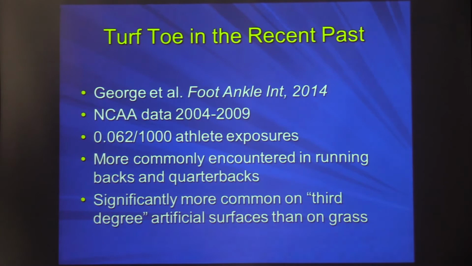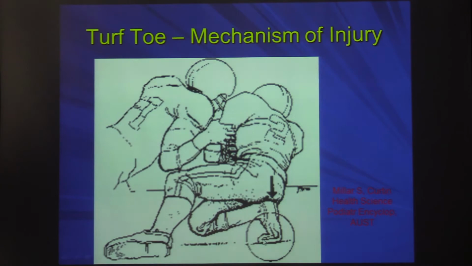Over a 5-year period, it is a very rare injury, 62 per 1,000 athlete exposures. In football, it's more commonly encountered in running backs and quarterbacks, and again, significantly more common on third-generation artificial turf than on grass. Grass is best. And this shows you, out of the Australian literature, what happens. Notice how there's hyperextension at the hallux, and then, boom, the patient comes down on their own foot and an axial load is applied and you tear the plantar plate.